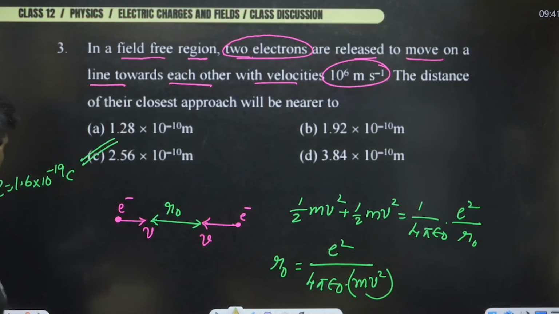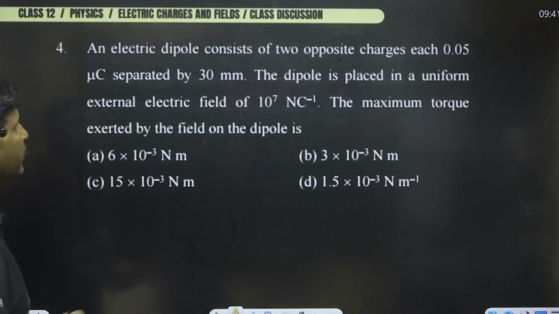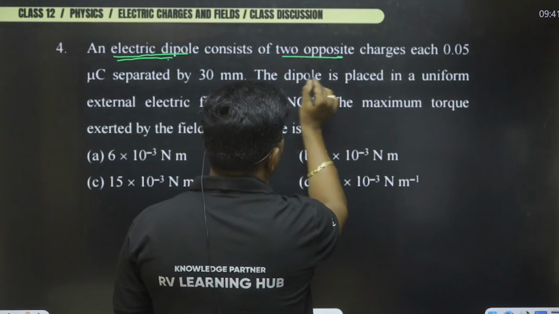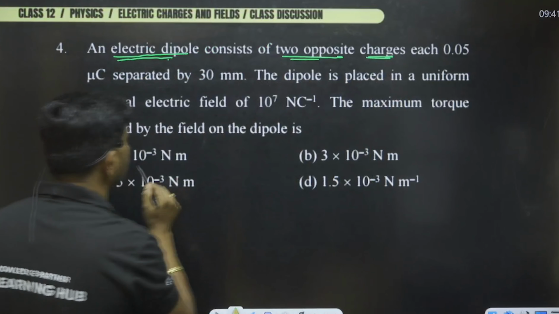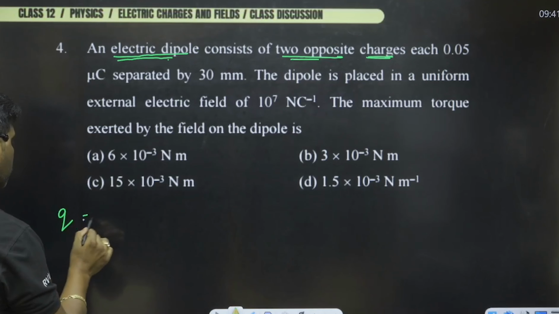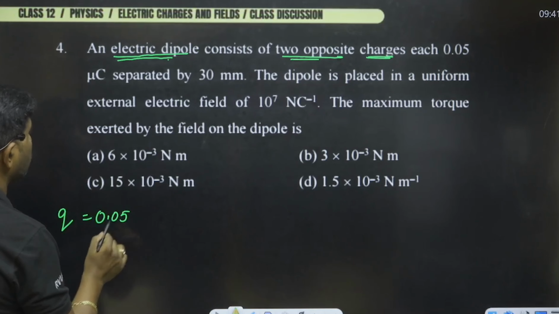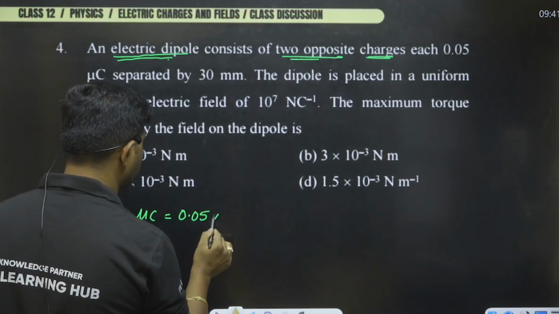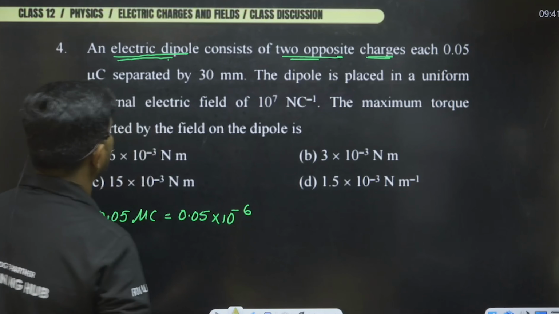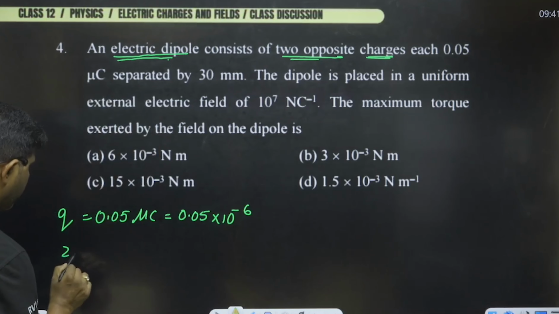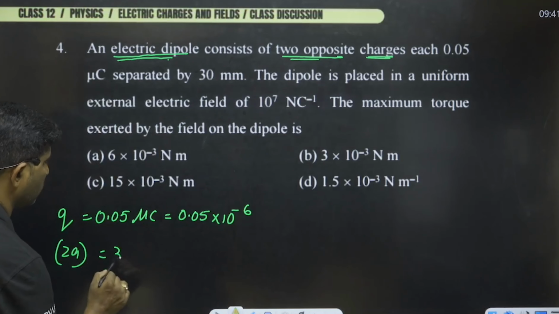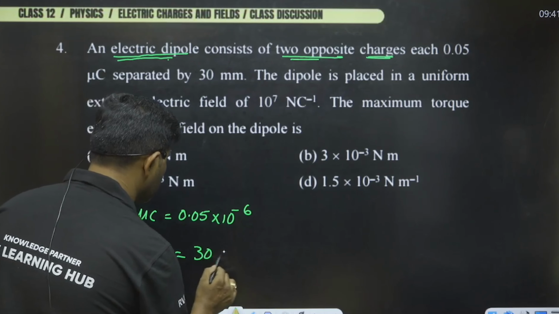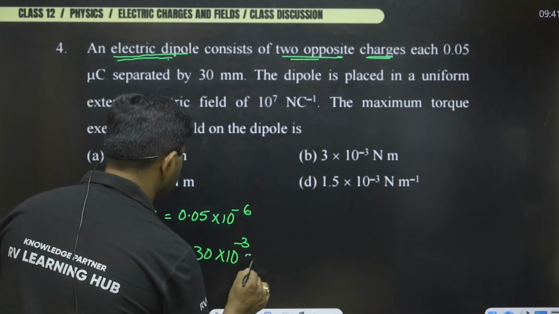So like that, we have to move on to the next question. What they are saying to us: an electric dipole consists of two opposite charges each of 0.05 microcoulomb, which is nothing but 0.05 into 10 to the power of minus 6 coulomb, separated by 30 millimeter, which is nothing but 30 into 10 power minus 3 meter.